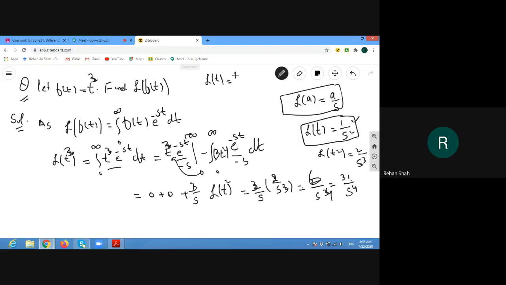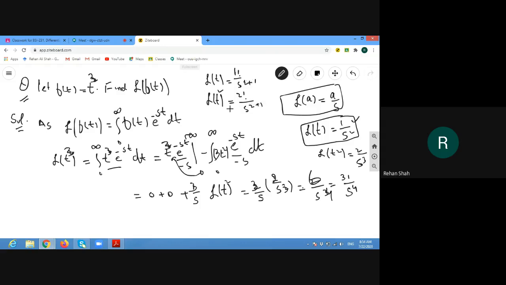1 over s square. You can write this 1 over s square as 1 factorial into s square. Laplace of t square is what? This is 2, 2 means 2 factorial, divided by what? s cube. s cube means 2 plus 1. This 2 means 1 plus 1.